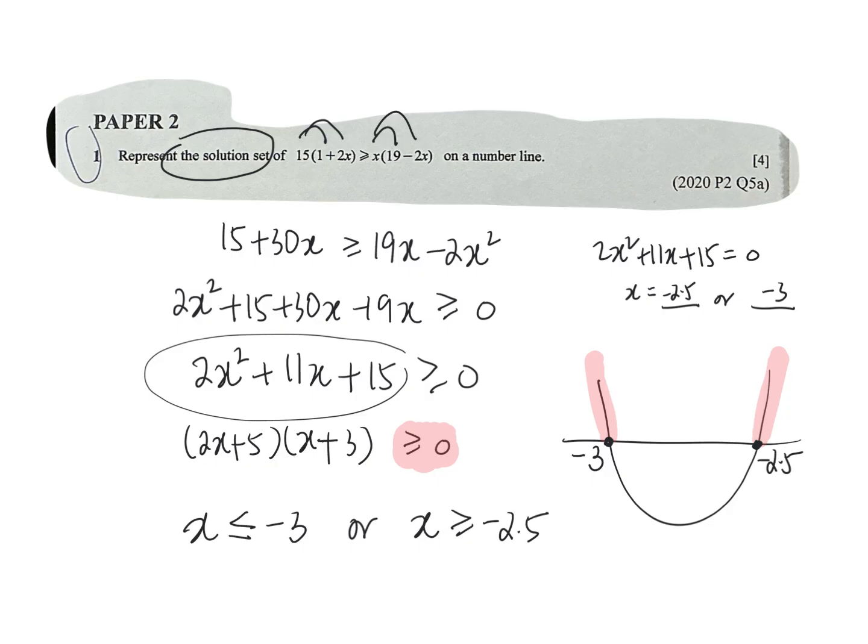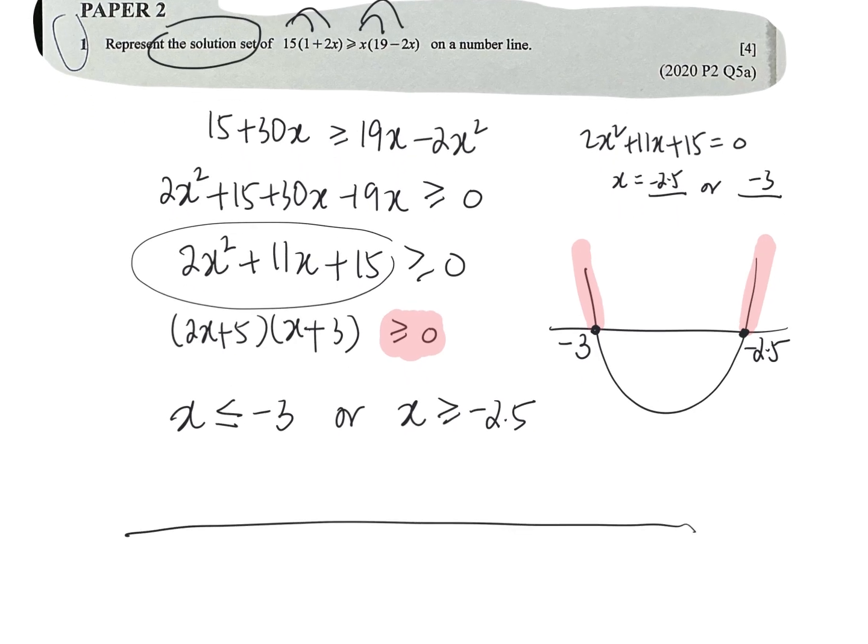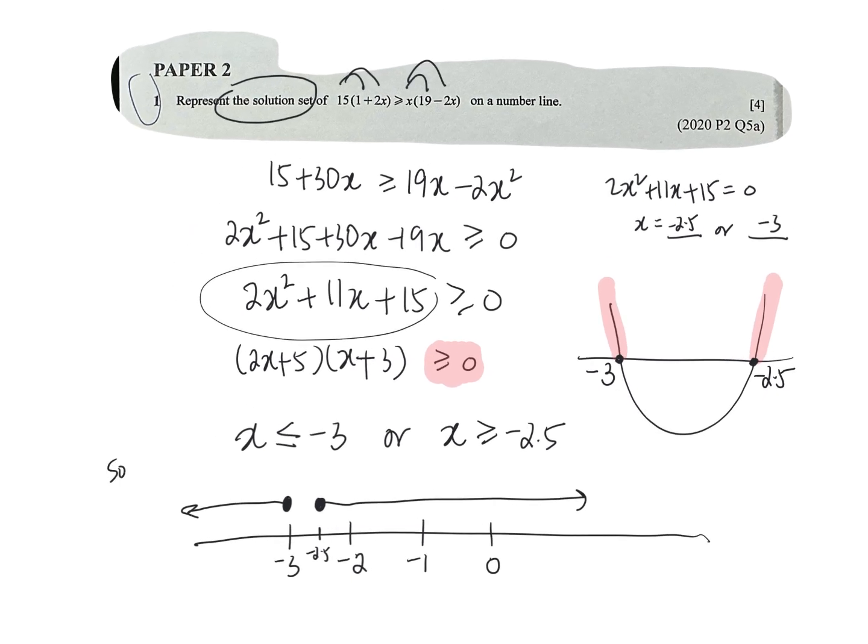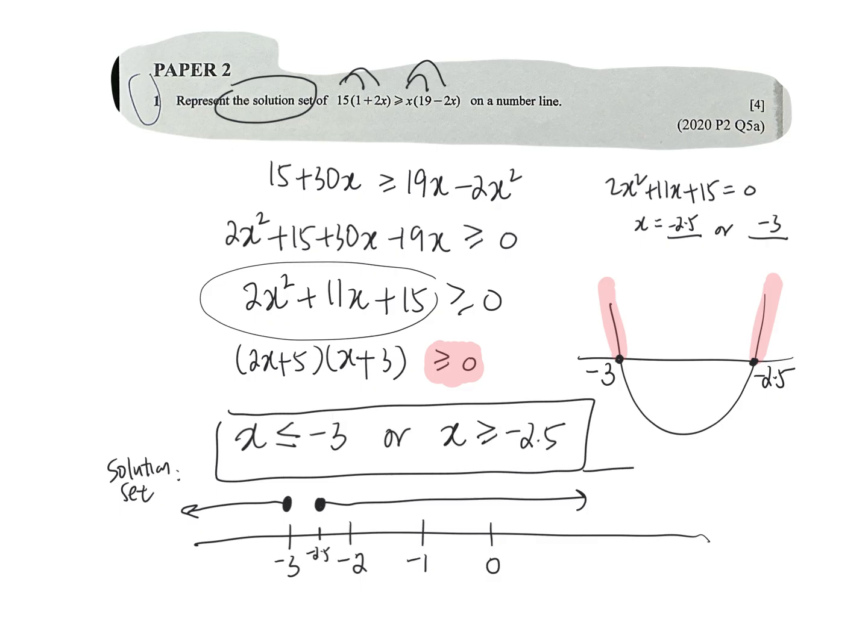But they say represent your solution set on the number line. So go and draw your number line. 0, minus 1, minus 2, minus 3. So 1 is here. The other one is here. Okay? So this is the solution set. Okay, put it on the number line. So other than having this, you need to show me this as well.